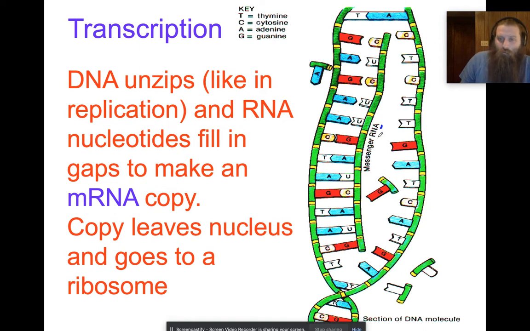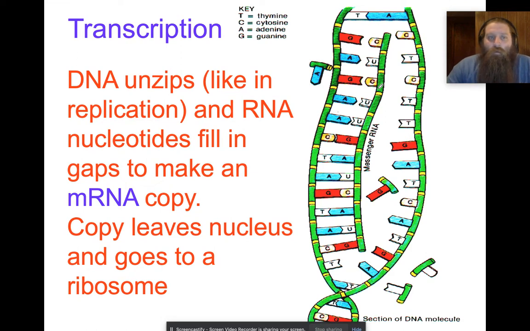And you can see right here, this is the messenger RNA. And we know it's RNA because we don't see any T's. We only see U's, all right? And we know that uracil is the nitrogenous base that takes the place of T in an RNA strand.